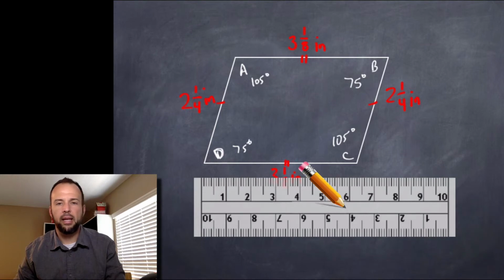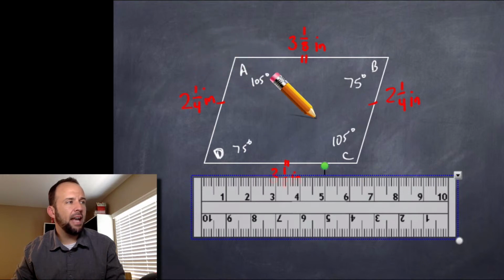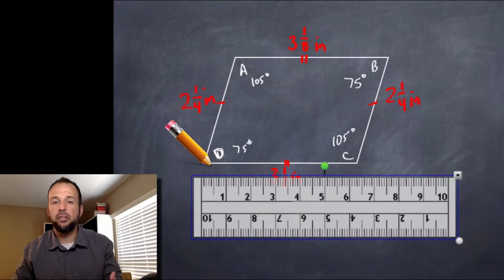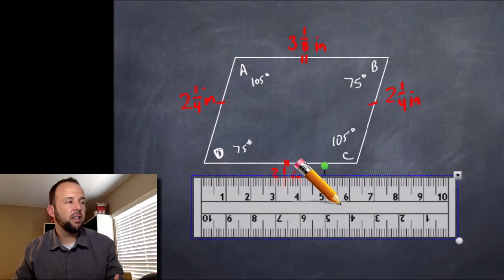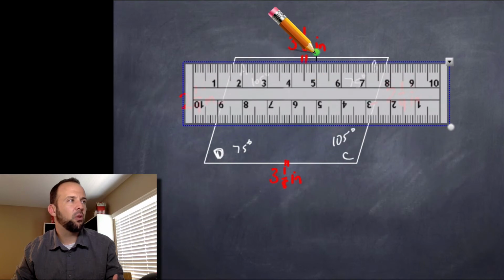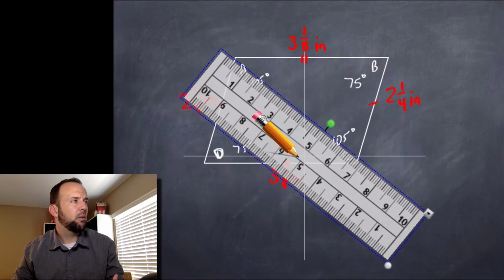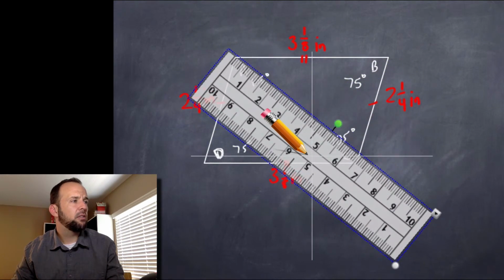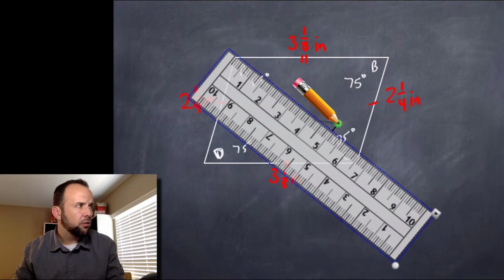I'm going to bring my ruler back in. We're going to dissect this a little bit more, and we're going to measure the diagonals of this parallelogram, right? So from point A to point C, point B to point D. We're going to measure these diagonals just to take another look at it, okay? So I'm going to line up my ruler here. I'm going to start at the 0 right there and measure across.